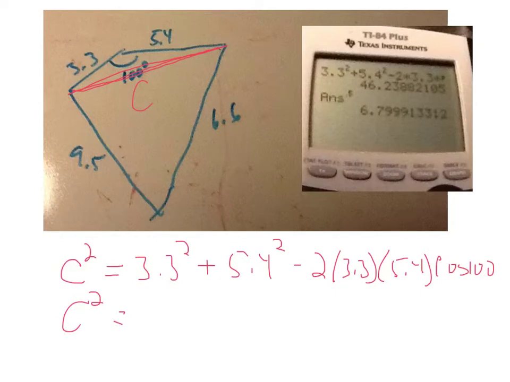So that's the value my calculator gave me. It looks like about 6.8, if I typed everything in correctly.